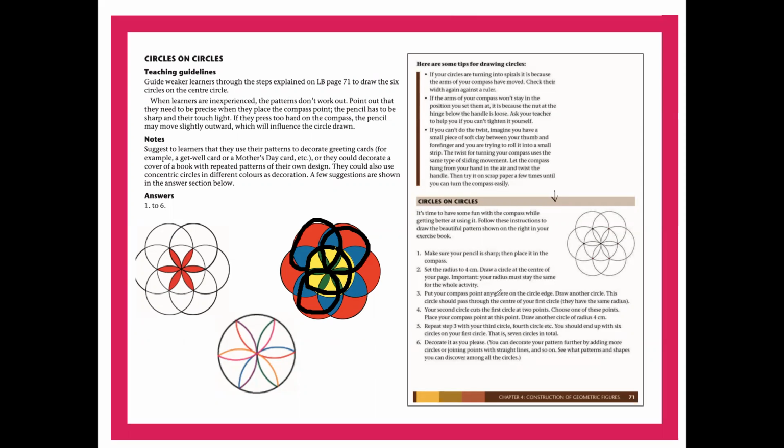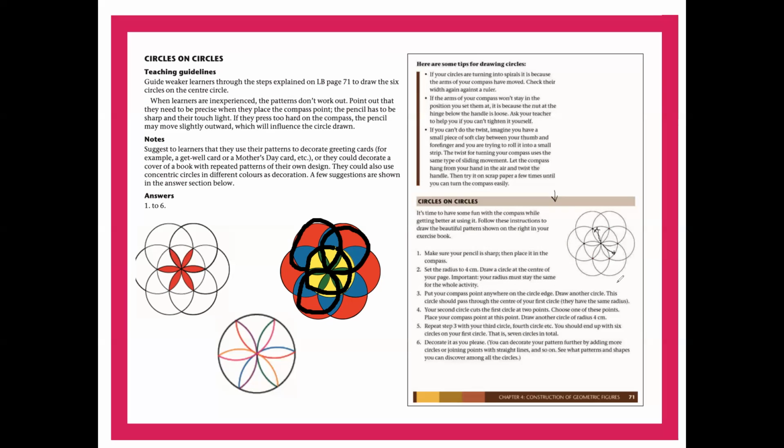This activity over here is to be able to construct this, and there they say that you must make the radius 4 centimeters and draw a circle at the center. That is your first step, and your radius must stay the same for the whole activity. The radius from this point to that point must be 4. The radius from this point to that point must be 4. So you're keeping it constant the whole time.